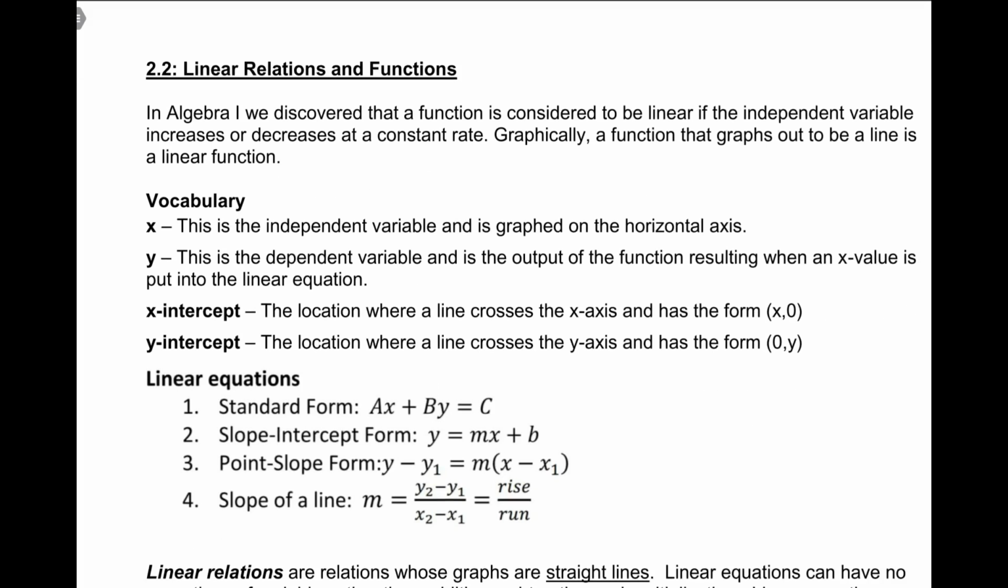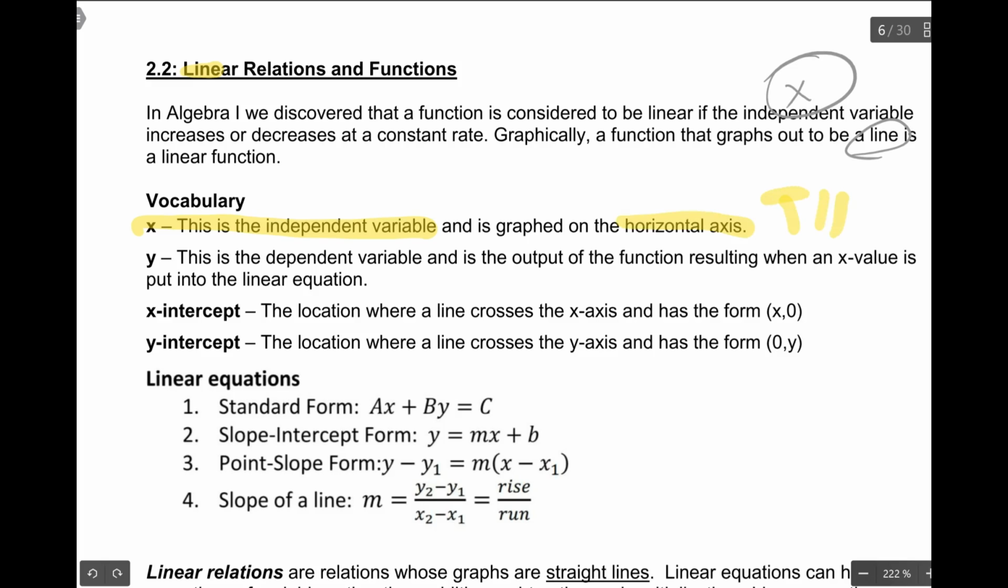So in Algebra 1, we discovered a function is linear if the independent variable increases or decreases at a constant rate. Here the independent variable is x, so we're looking at how x is changing. If we see a line, it's going to be linear. Line, linear. So x is the independent variable and it's graphed on the horizontal axis.